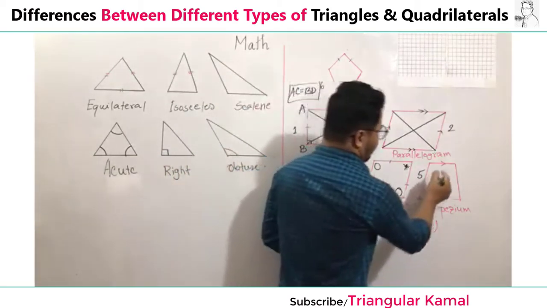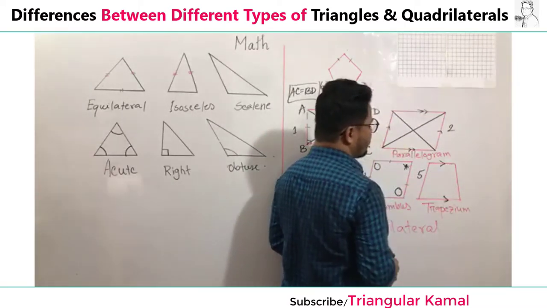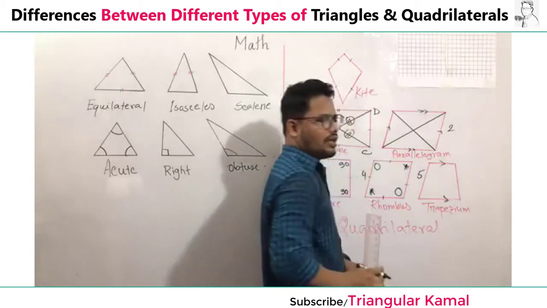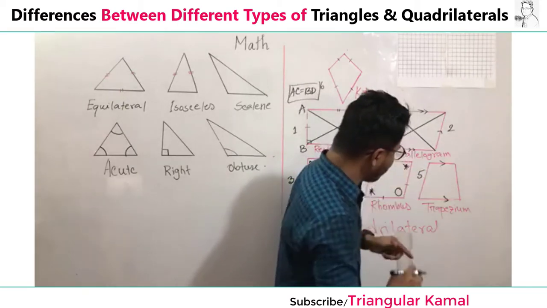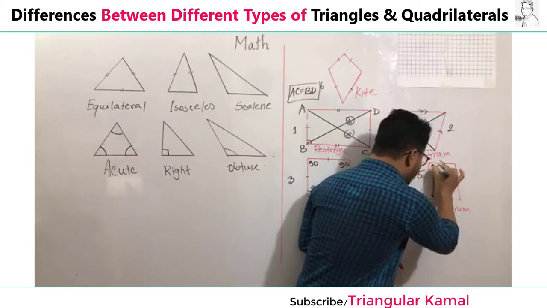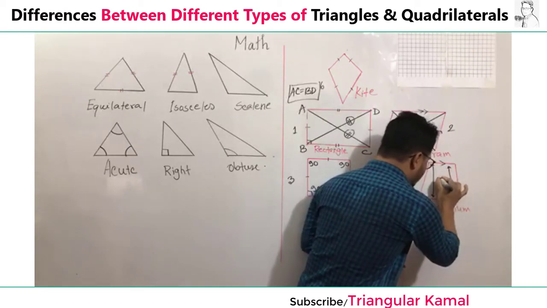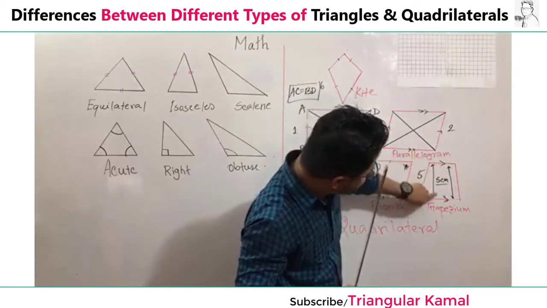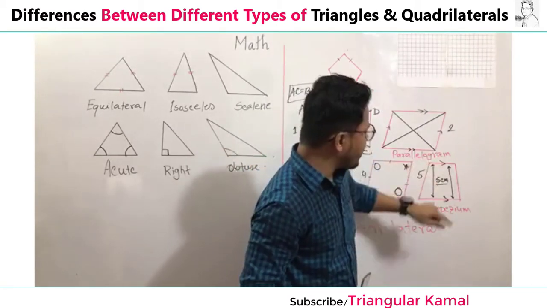And this is the trapezium. This trapezium indicates that one pair of lines is parallel. Parallel means the distance between them is the same in every case. Like if you consider 5 centimeters here, the distance between them is always the same. That's why they are parallel lines.